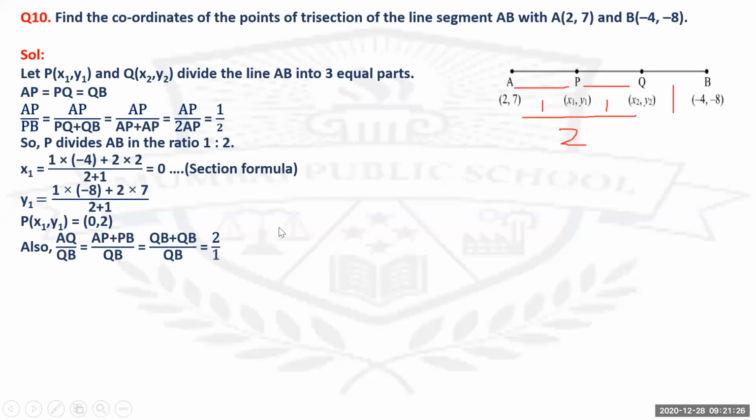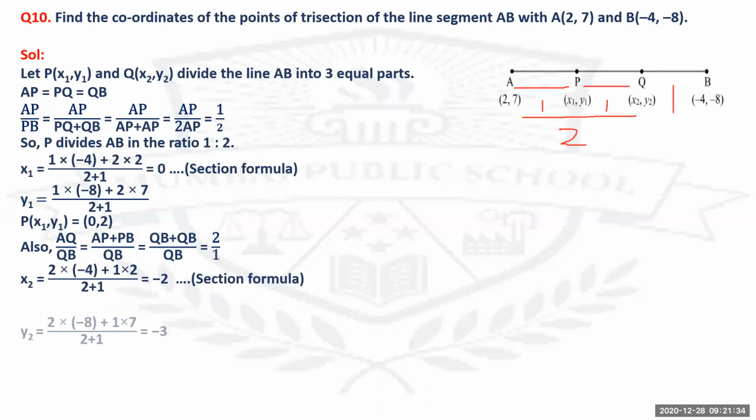So then again you'll get this ratio as 2:1. Applying the section formula, the coordinates of Q, that is x2, are 2 into -4 plus 1 into 2, divided by 2 plus 1, which equals -2. And for the y coordinate, it is 2 into -8 plus 1 into 7, divided by 2 plus 1, which equals -3. So you'll get the x and y coordinates.